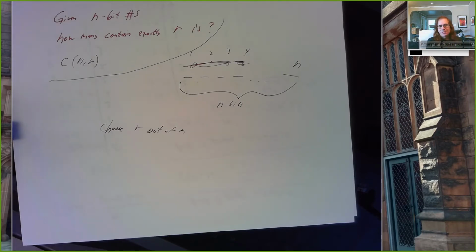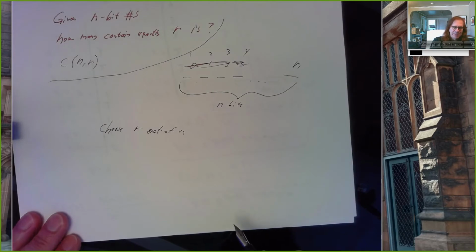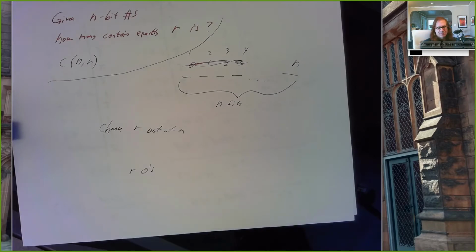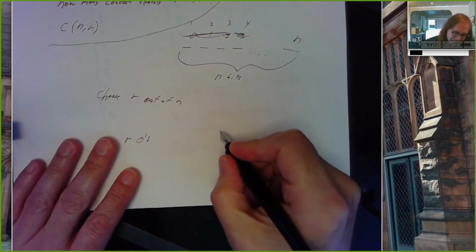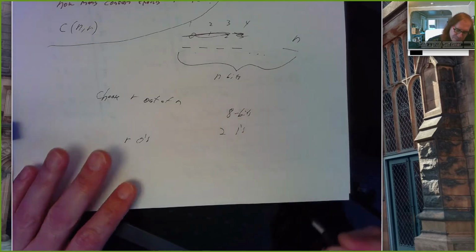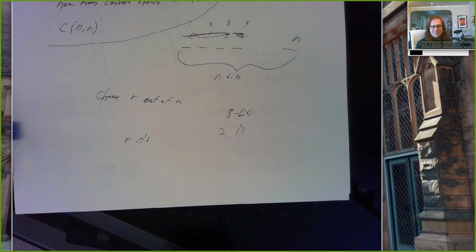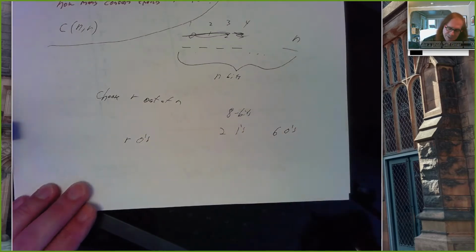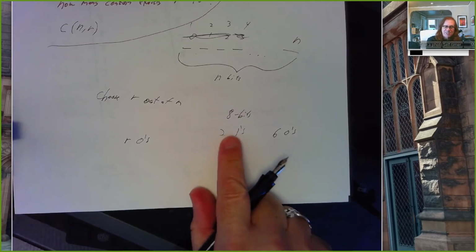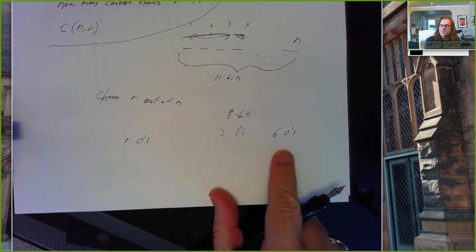And along the lines of what we did a few minutes ago, the number of n-bit strings containing R zeros is related to this. Suppose I want 8-bit strings, and I want 2 ones. Well, if I'm choosing an 8-bit string with 2 ones, I'm also choosing an 8-bit string with 6 zeros, because every bit's either a 1 or a 0. So the number of ways I can choose 2 ones out of 8 should be the same as the number of ways I can choose 6 zeros out of 8.